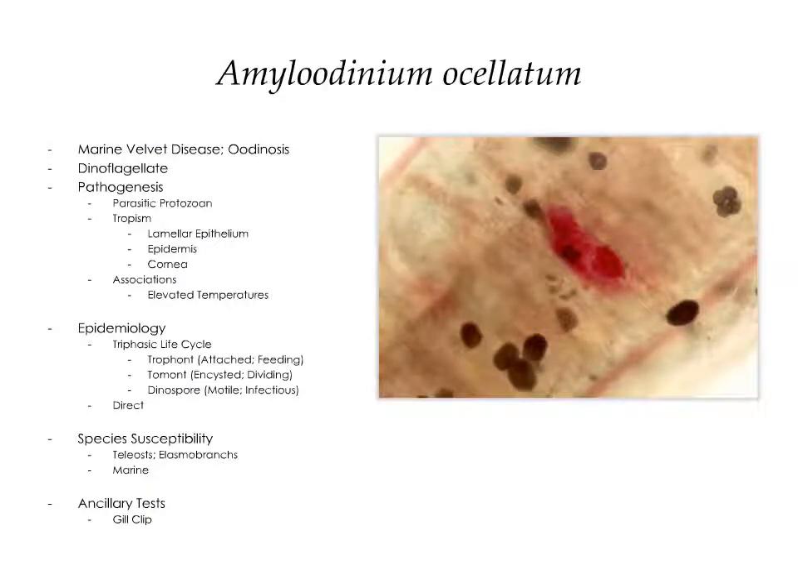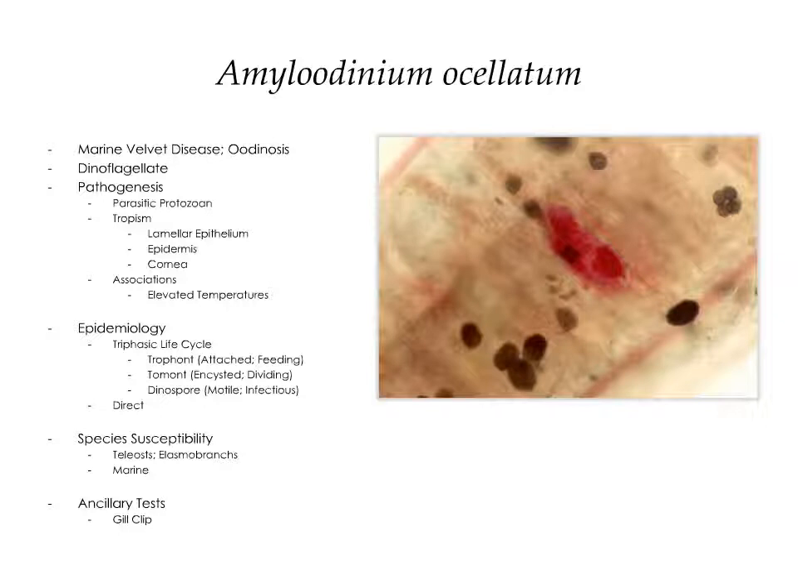Amyloodinium ocellatum is the agent responsible for marine velvet disease, also known as oodinosis. This is a dinoflagellate. It's a parasitic protozoan with a tropism for the lamellar epithelium, the epidermis, and the cornea. Outbreaks are often associated with elevated temperatures.